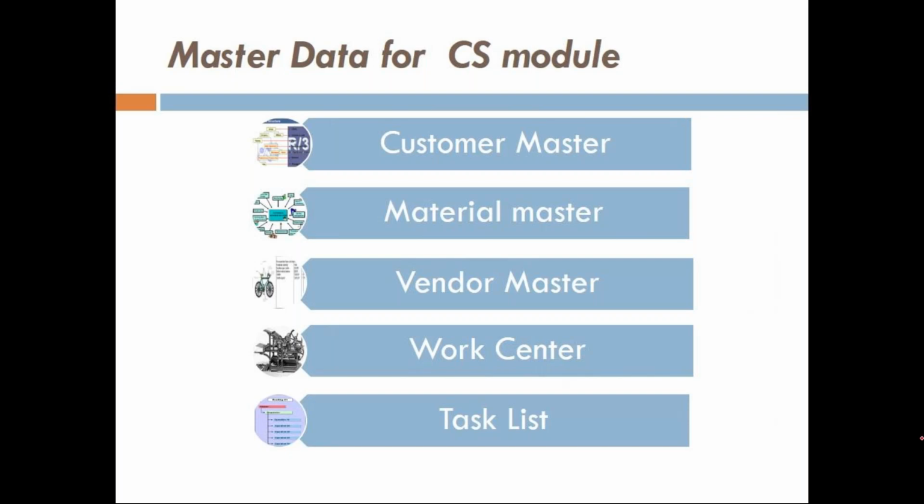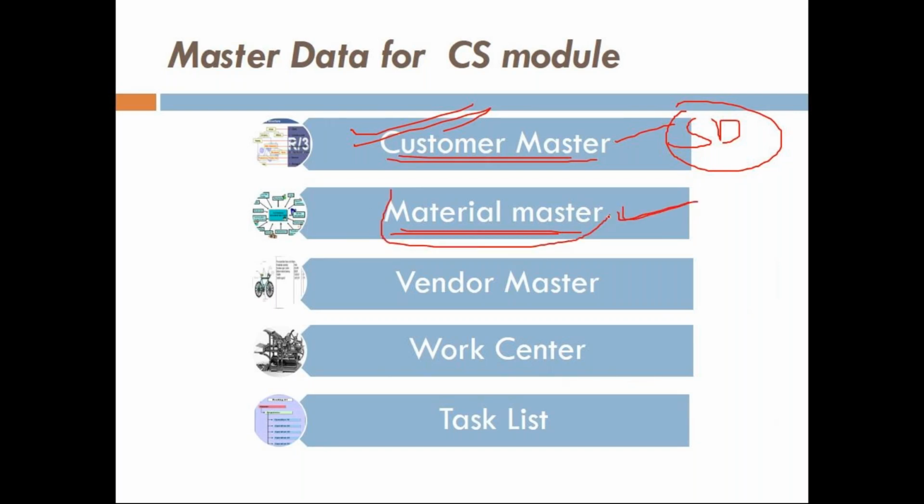The master data relevant for the CS module: first is the customer master, because the customer master is the main thing. The reason is you are selling the product to the customer. We will see how to create this customer master. As an SD consultant, I believe you might be knowing this already. Then the material master, because we are selling the product to the customer, so we have to create that product as a material. We will see how to create the material masters.